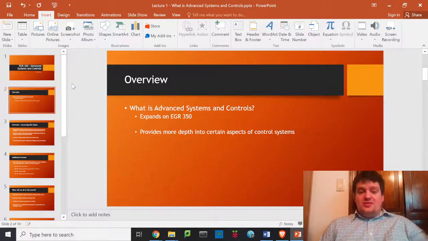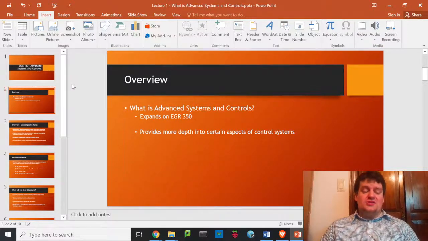And quite frankly, there's no way that we can cover everything in systems and controls in 2 classes. And so what I've done with this course is I've made it more mechatronics, robotics related. I'll go into a little bit of why we're going to be covering those topics towards the end of this lecture. But the whole goal of this class is we're going to take what we learned in 350 and do something a little bit more in-depth with it.